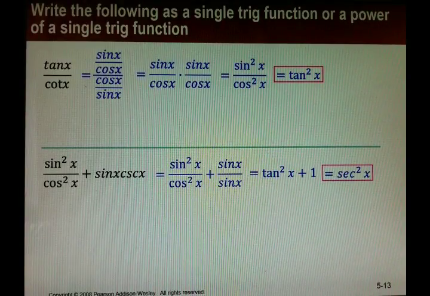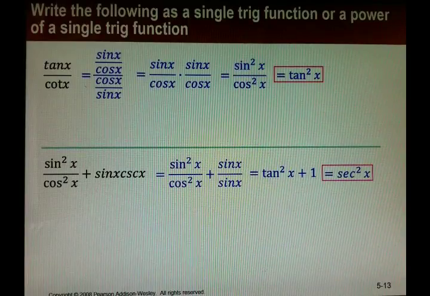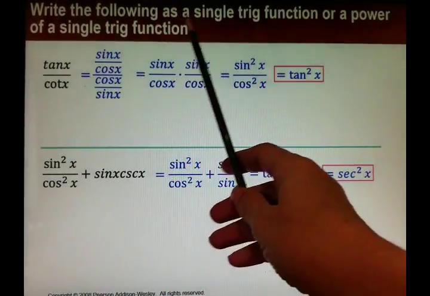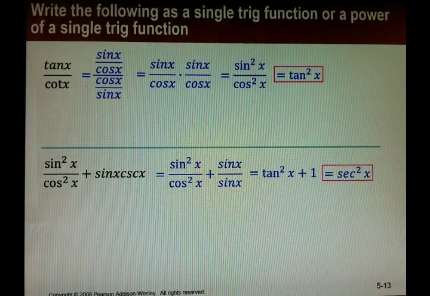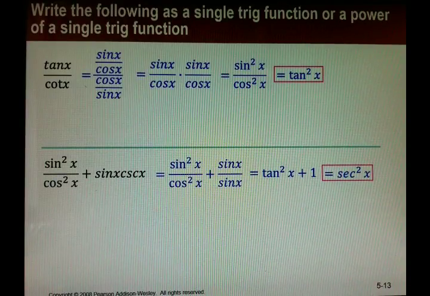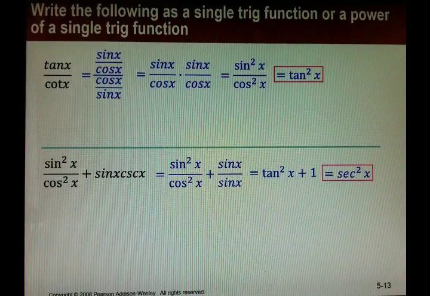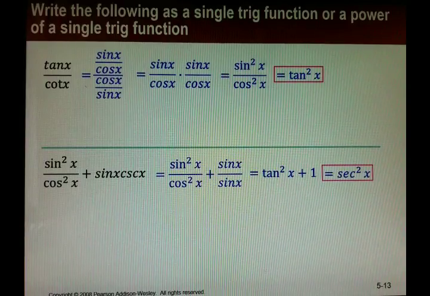A single trig function. In other words, when the directions say write as a single trig function, that means I can't have the word tangent and cotangent. I can't have sine and cosine in there and the cosecant. I can only have one of the trig function names written down.